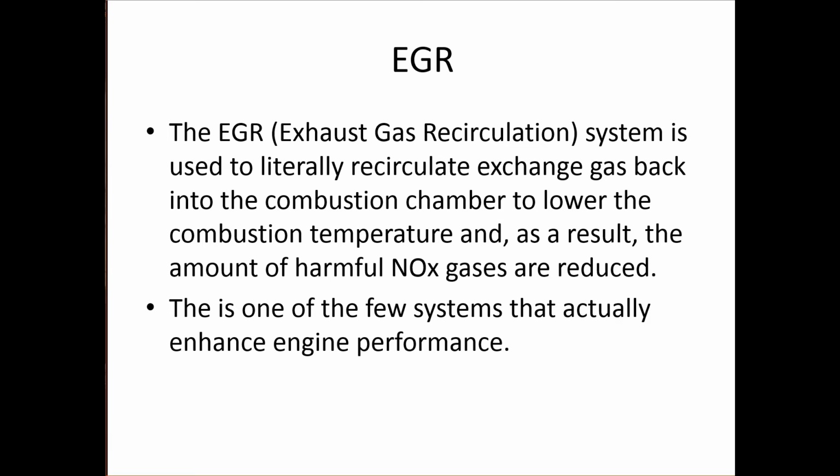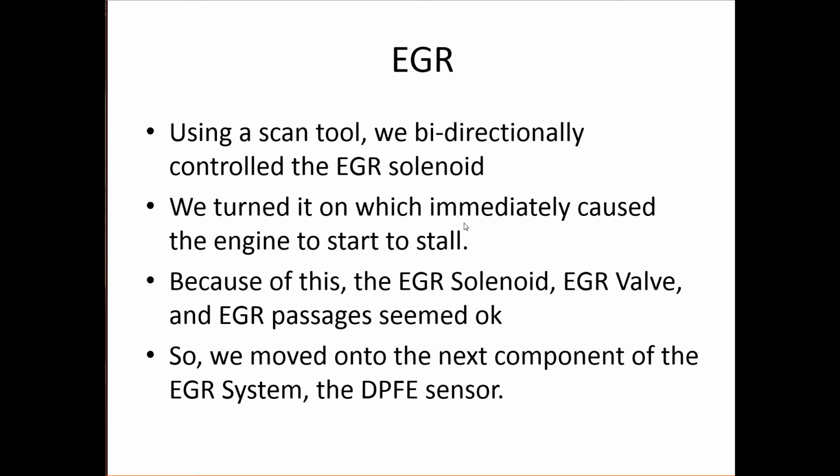So it's actually one of the few systems that you shouldn't turn off or disengage. It actually helps the engine performance-wise and emissions. It reduces the NOx emissions out the tailpipe. So what we did is we used the scan tool to control the EGR solenoid, which then uses vacuum, turns on or allows vacuum to go to the EGR valve to open or close it.